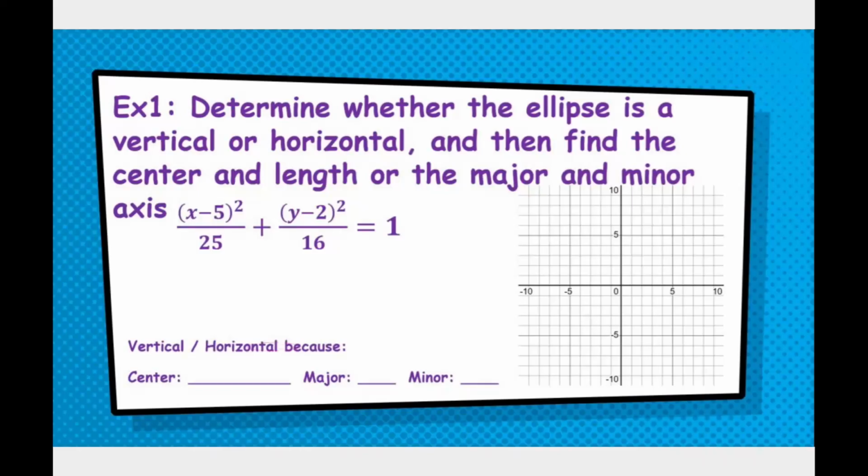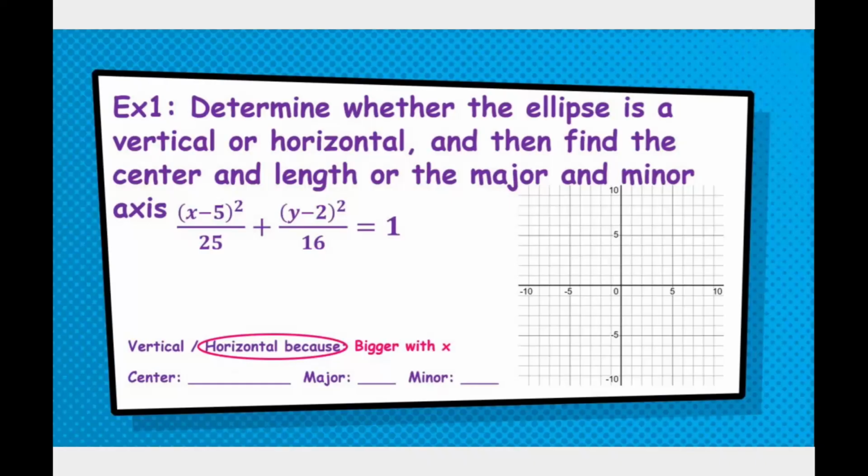Okay, let's look at an example where we're determining if this is vertical or horizontal, and then finding the center and length of the major and minor axis. So looking at this, I'm going to start with my center, and that's just h and k. So my center is (5, 2). It's horizontal because we're bigger with x, like 25 is bigger than 16. So our major axis is going to be bigger going horizontally.